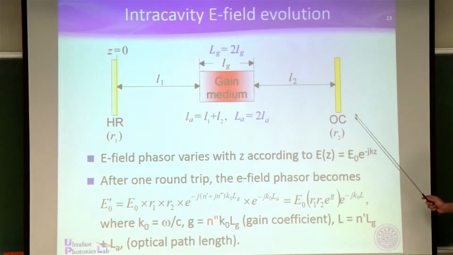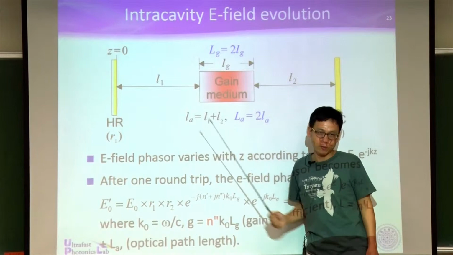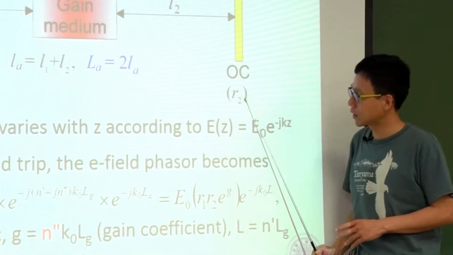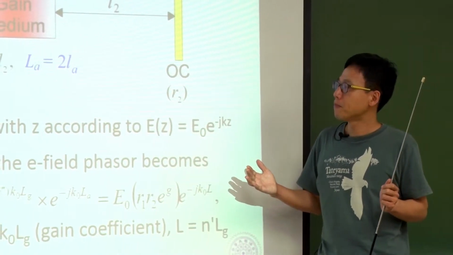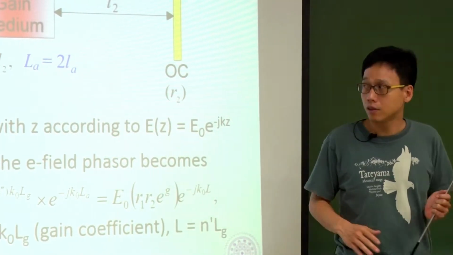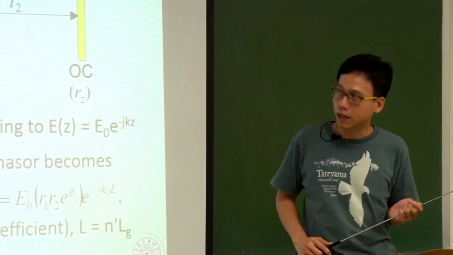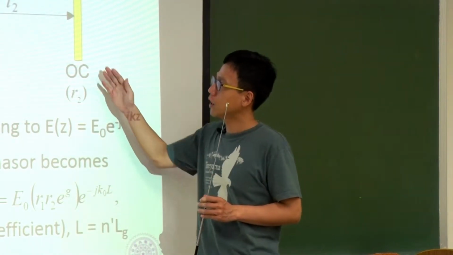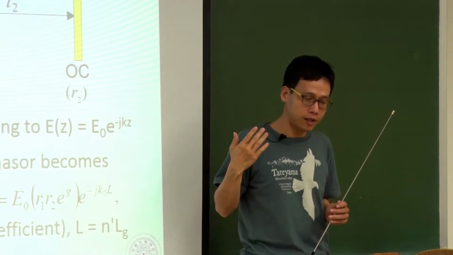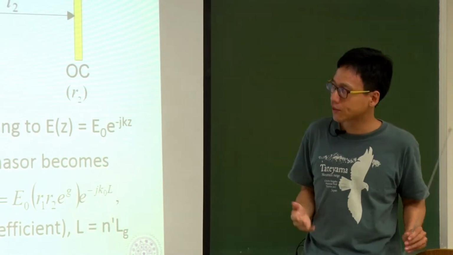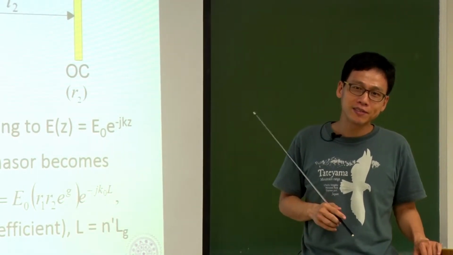Okay? In this picture, R1 is the refractivity of the high refraction mirror. R2 is the refractivity of the output coupler. If you are using metallic mirrors, R1 and R2 are just real numbers. Okay? But sometimes you can use, for example, total internal reflection or dielectric coating mirrors. Then R1 and R2 can be complex numbers.